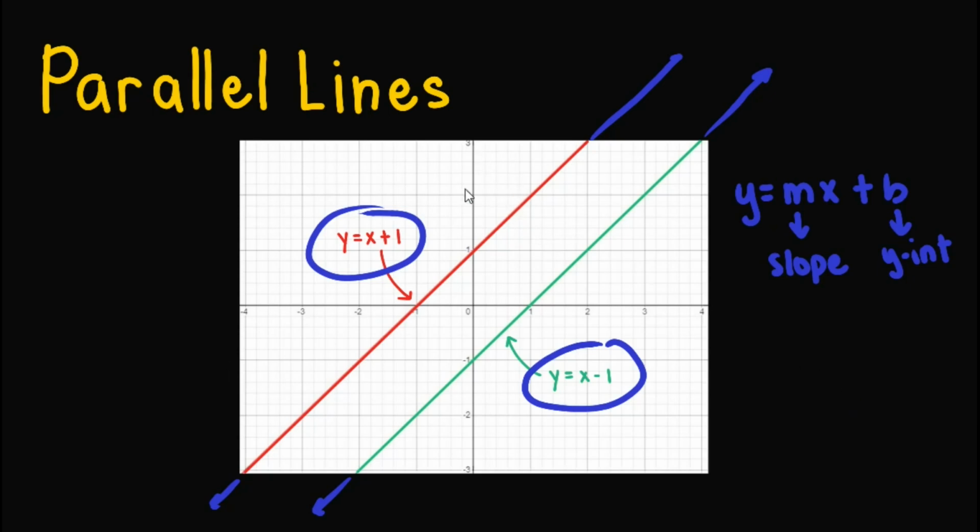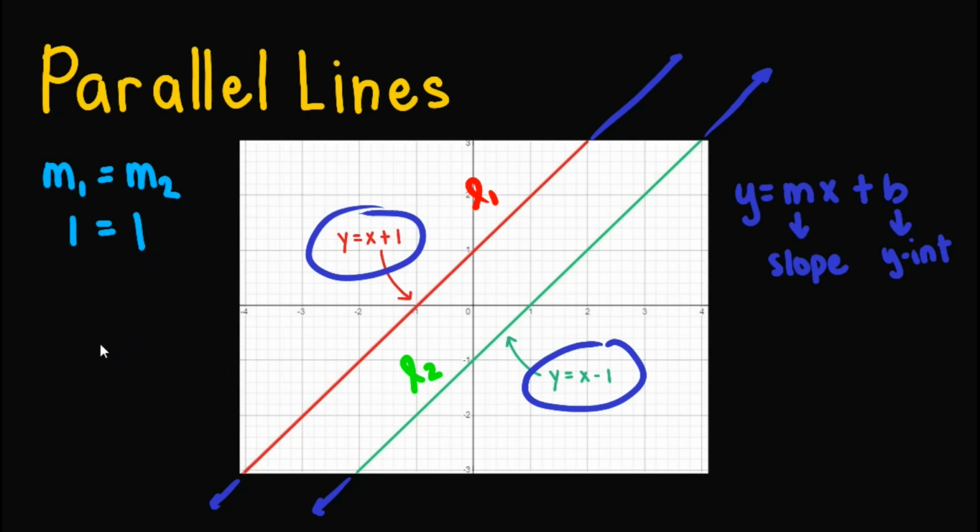If we refer to this red line as line 1, and this second line as line 2, then observe that their slopes are equal. So we have here the slope of line 1 is equal to the slope of line 2. They're both equal to 1.